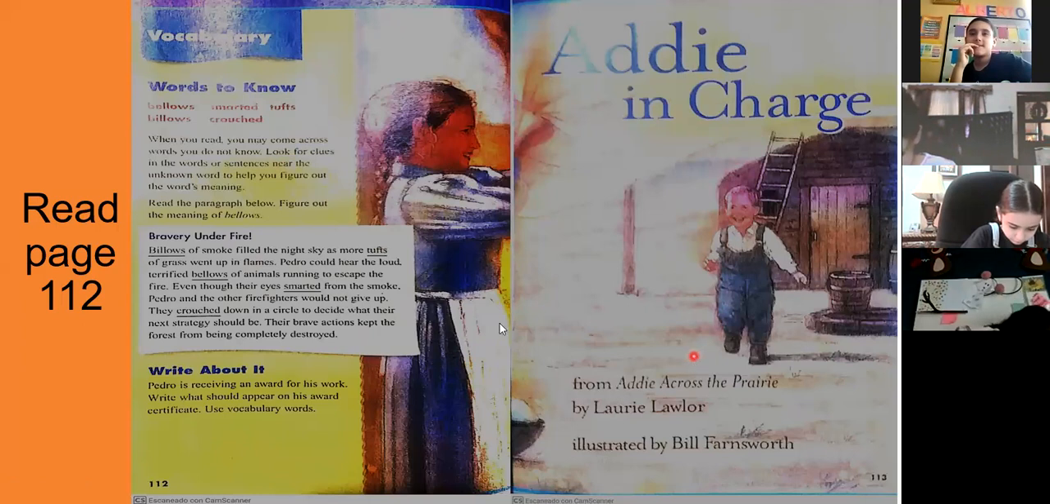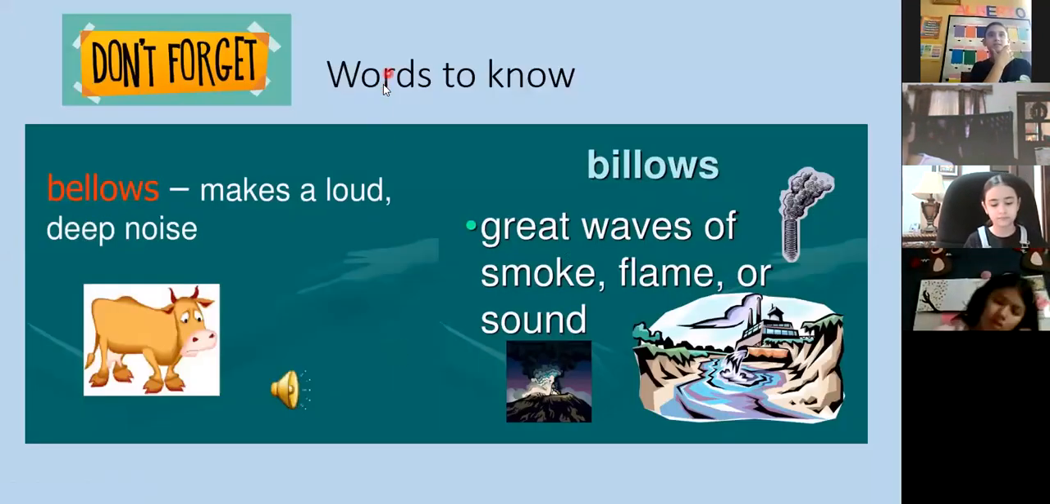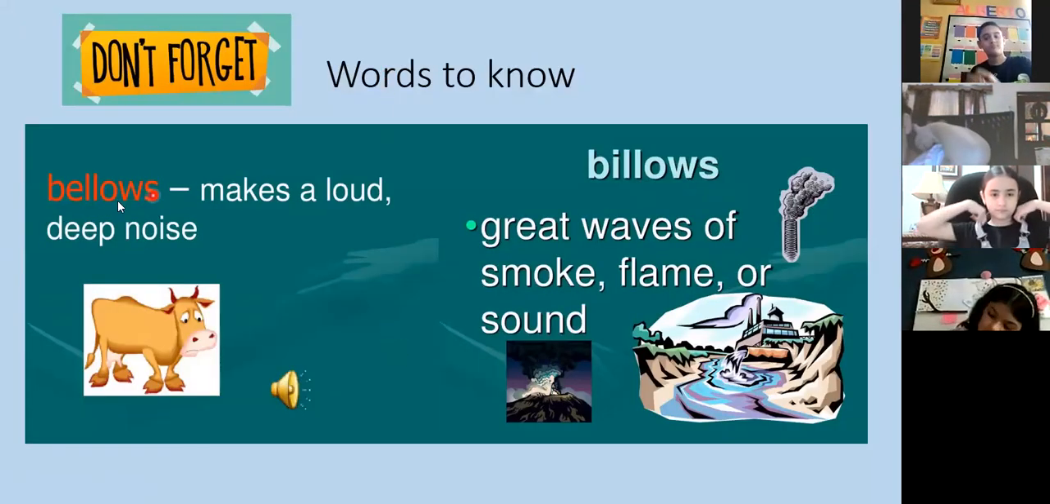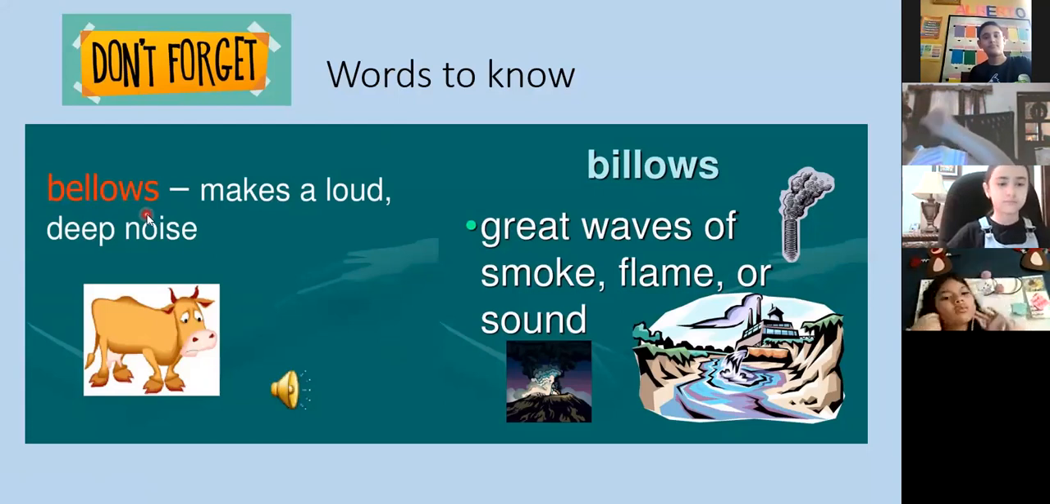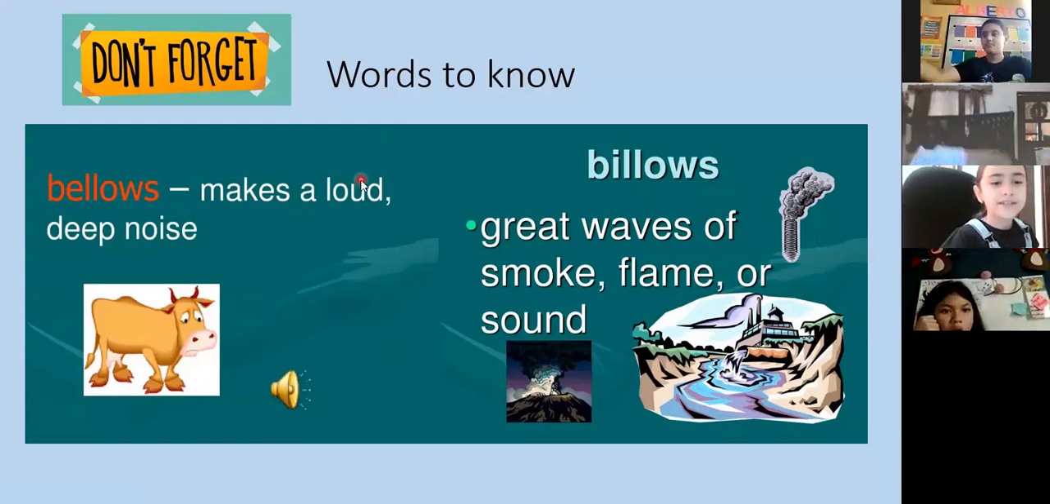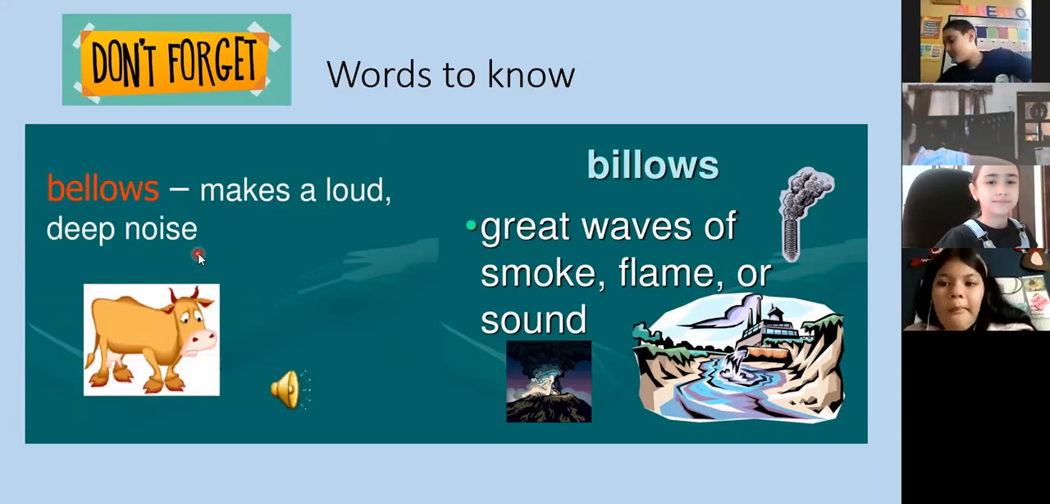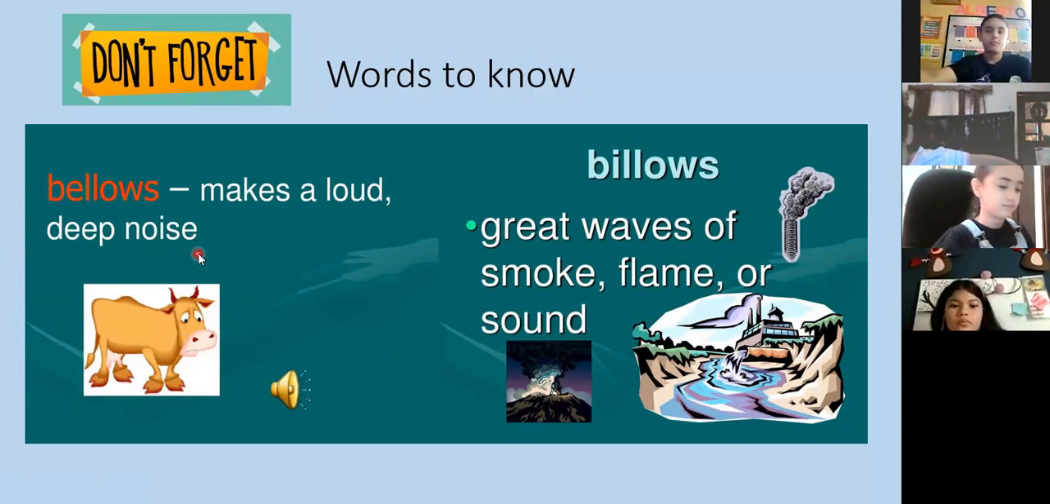This is important. You need to study the vocabulary, class. You need to study by heart this vocabulary that is there. So don't forget the meaning of billows. What is the meaning of billows, class? A loud, deep noise. That's right. Look at the picture here. There is a code, and you see the sign of the sound. So this is a representation of that.